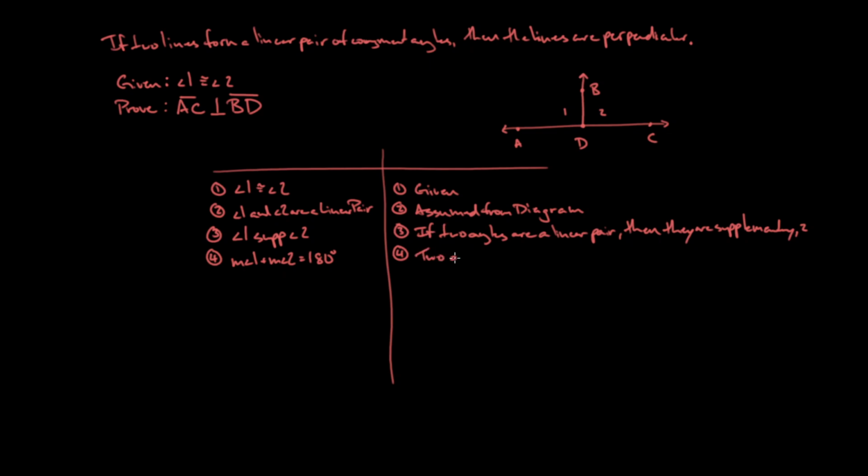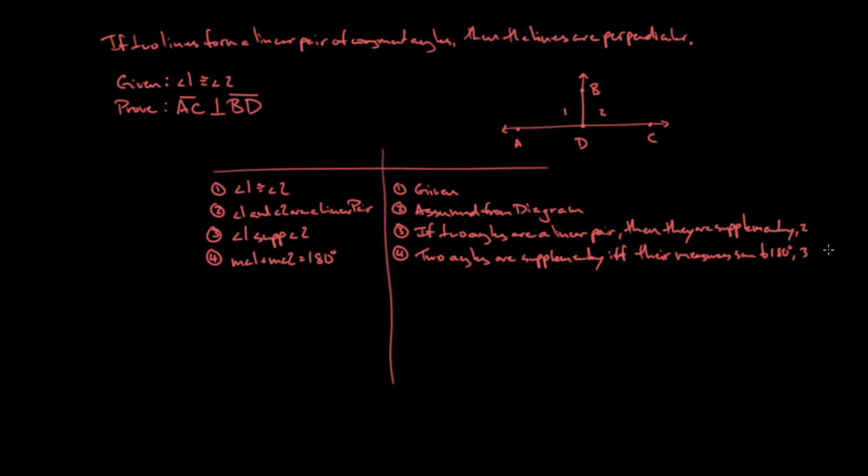Two angles are supplementary if and only if their measures sum to 180 degrees. Where does that come from? The previous statement again, so statement 3.